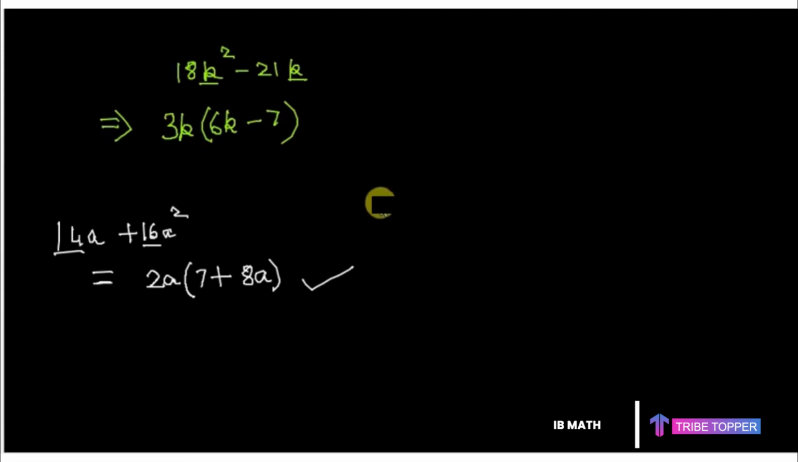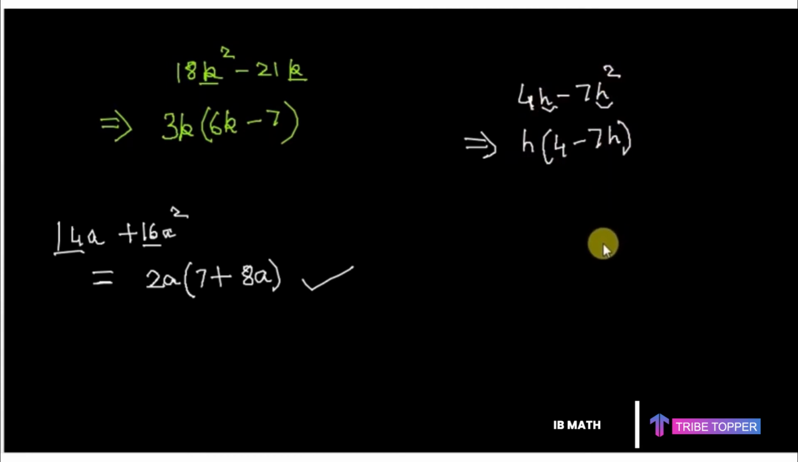A is common, right? So now if I give you one where some numbers are not common, like I have 4h minus 7h square. The numerical coefficients are not common this time because 4 and 7 are not the common factors of anything. But h and h square, only h would go out as common. So your answer would be h times 4 minus 7h. You multiply, you get back 4h minus 7h square. I hope you've understood how to factorize the expressions.